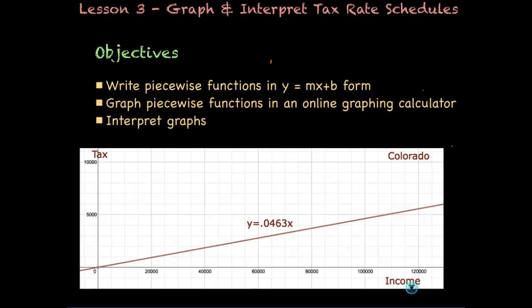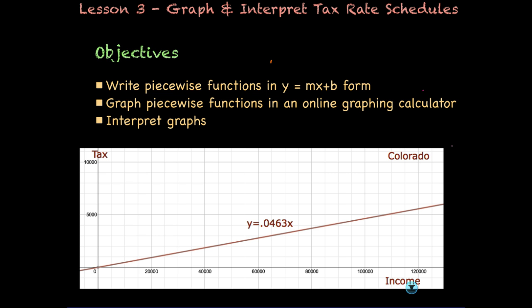Welcome to Lesson 3, Graph and Interpret Tax Rate Schedules. Our objectives are to write piecewise functions in y equals mx plus b form, and to graph these functions in an online graphing calculator. We'll use Desmos Online, and then we're going to interpret our graphs.